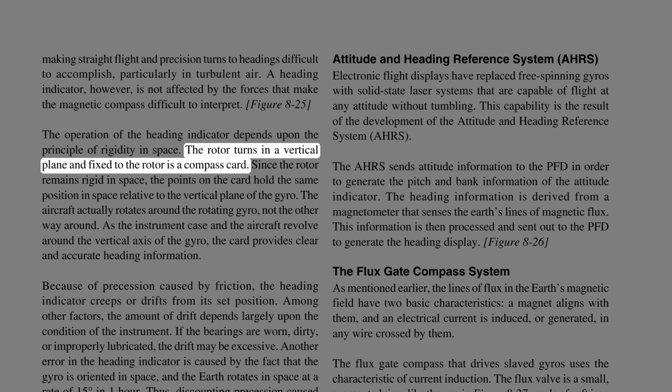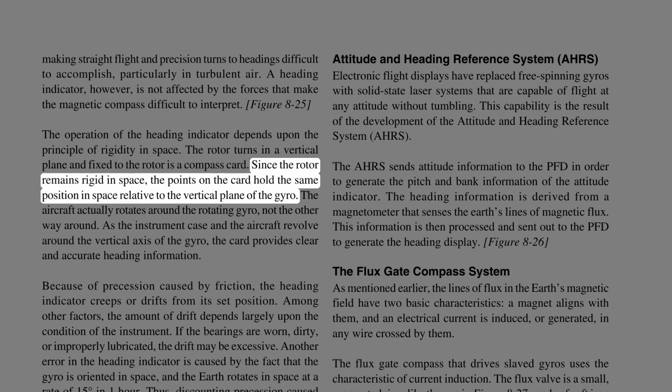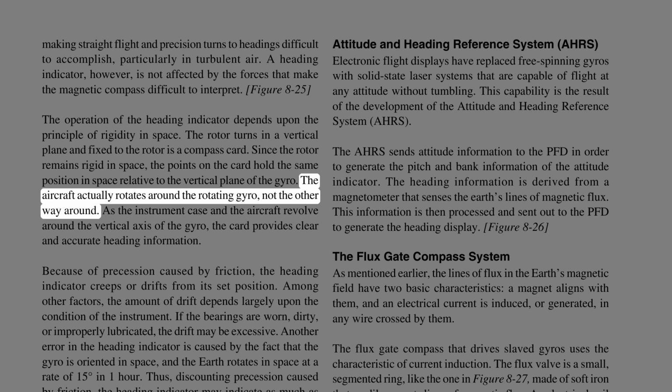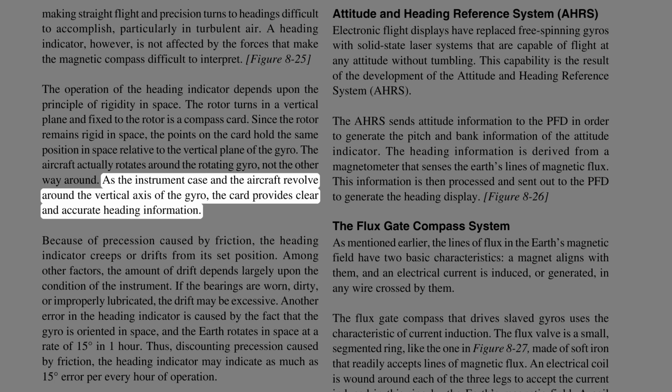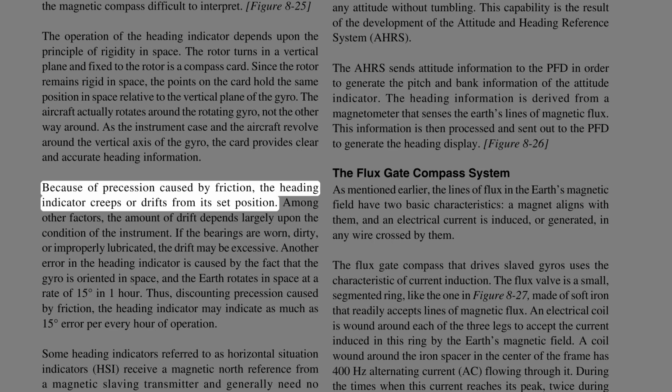The rotor turns in a vertical plane and fixed to the rotor is a compass card. Since the rotor remains rigid in space, the points on the card hold the same position in space relative to the vertical plane of the gyro. The aircraft actually rotates around the rotating gyro, not the other way around. As the instrument case and the aircraft revolve around the vertical axis of the gyro, the card provides clear and accurate heading information. Because of precession caused by friction, the heading indicator creeps or drifts from its set position.